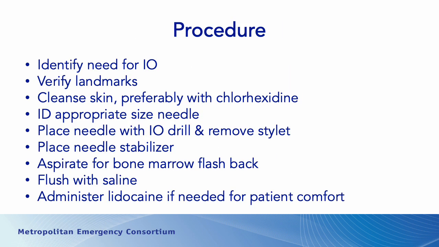How do we do the procedure? I know for many of you this is redundant and probably boring, but we're going to go through it anyway. So we need to identify a need for an IO. Does the patient really need it? We don't do this for fun. We do it because the patient needs vascular access between the point of your first contact and arrival at the hospital. So do they really need it?